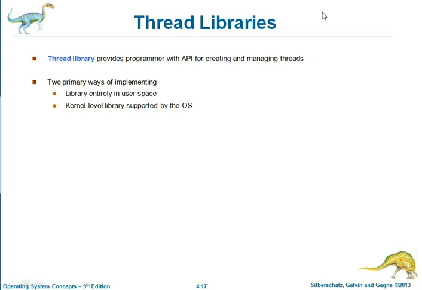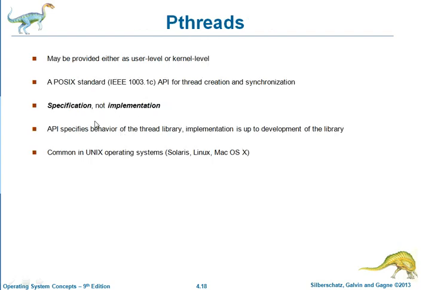a system call. The second approach is to implement a kernel library supported directly by the operating system. In this case, code and data structures for the library exist in kernel space. Invoking a function in the API for the library typically results in a system call to the kernel.